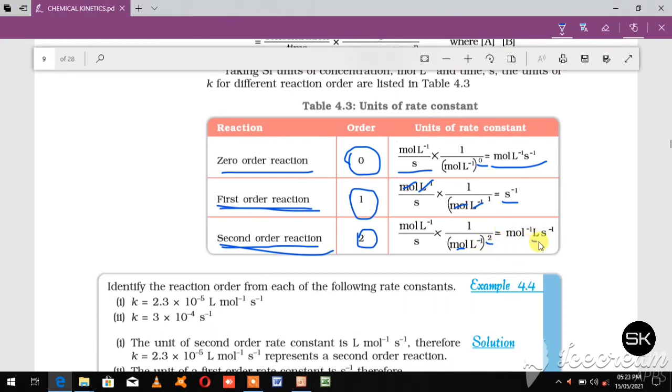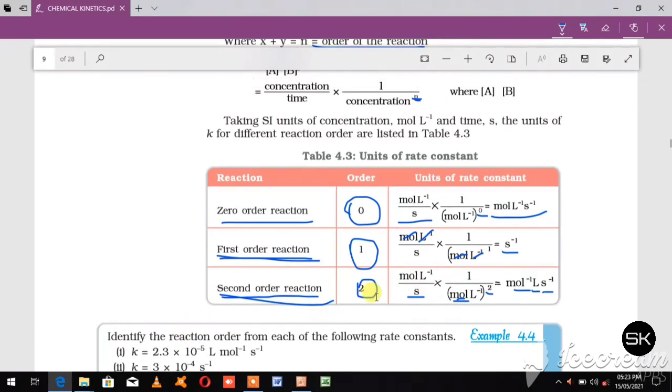cancel out, and below liter to the power minus 1 will remain, so it goes up and becomes liter. Below is second, so it goes up and becomes per second. Here below will be mole to the power 2 and above will be mole to the power 1, so it cancels and below remains mole to the power 1, so it becomes mole to the power minus 1 above. So the unit of rate constant for a second order reaction will be per mole liter per second.